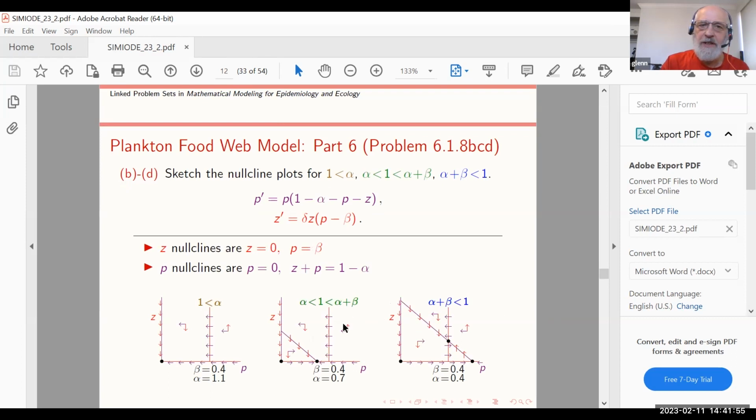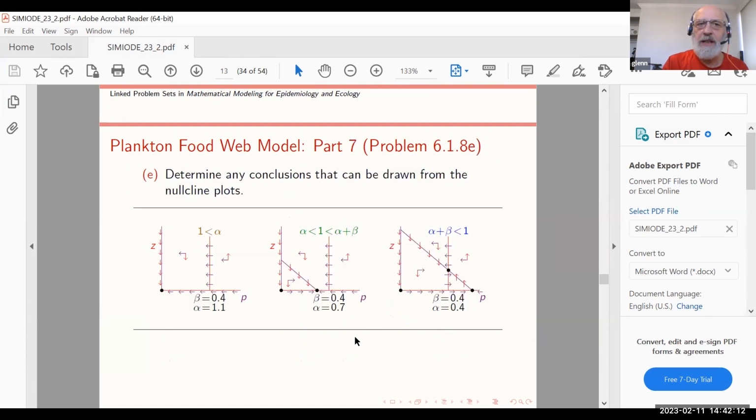And so in each of the regions, the combination of up and down arrows and left and right arrows restricts the direction of motion to one quadrant of the 360-degree space. All right, so there's our null line plots. And now let's draw some conclusions from them.